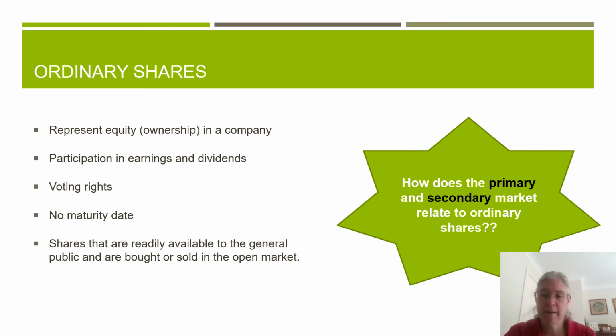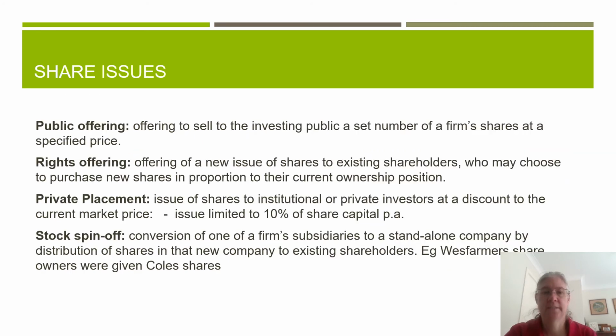So there are two markets, the primary and the secondary market. What happens when shares are originally issued is that the company is offering the public to buy them. So they've decided that they're going to list on the stock exchange. They're trying to sell those shares to the public, and they'll list a certain number at a set price.